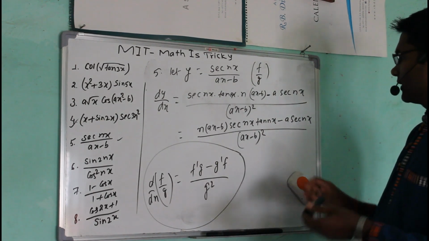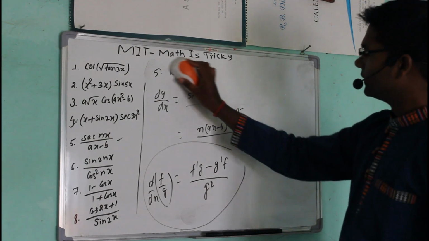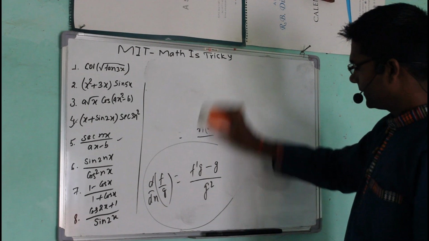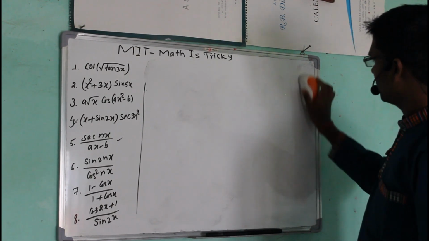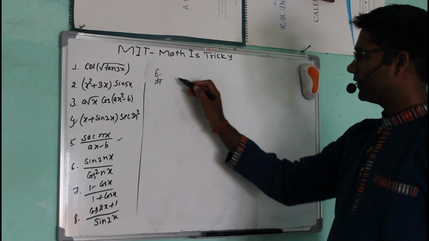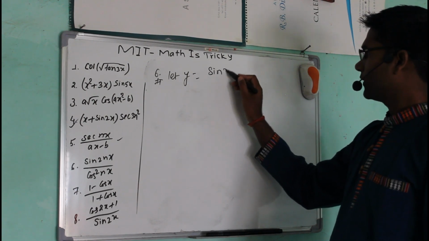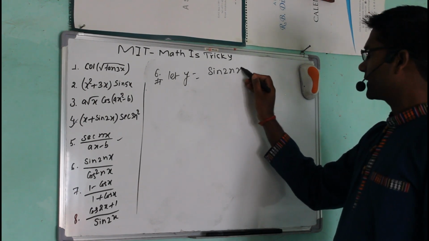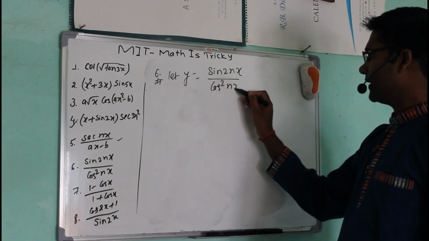Okay, let me solve another problem. Question number 6. Let y equals sine 2nx whole divided by cos square nx.